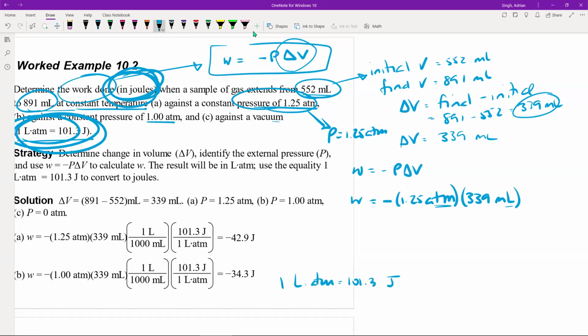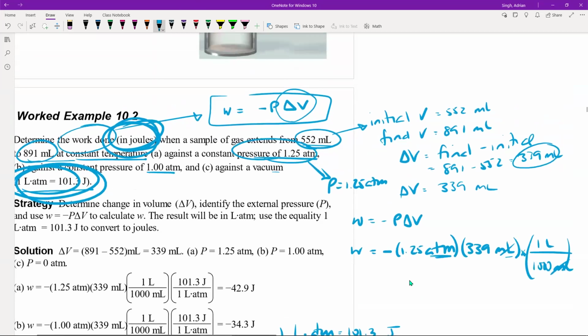Okay, so we do have atmospheres, but our unit, when we multiply these two things together, is milliliter atmosphere. So we actually need to convert the milliliters into liters. We can do that right here. For every 1 liter, we have 1,000 mils. Mils go away. So at this point, my unit is a liter atmosphere or atmosphere liters.